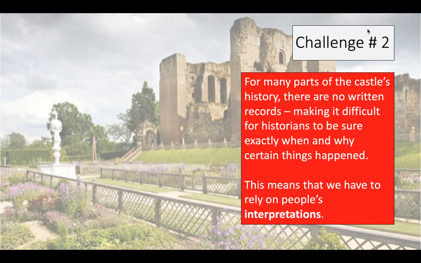Okay, second challenge. For many parts of the castle's history, there actually aren't any written records. So this makes it difficult for historians to be sure exactly when and why certain things happened. And this means that we have to rely on people's interpretations, or we have to rely on our own interpretations. And what's challenging about that for a historian is we want to try and work out exactly what happened. We're looking to understand the truth. But when we're studying somewhere that doesn't have detailed historical records for all parts of its history, that's a challenge.